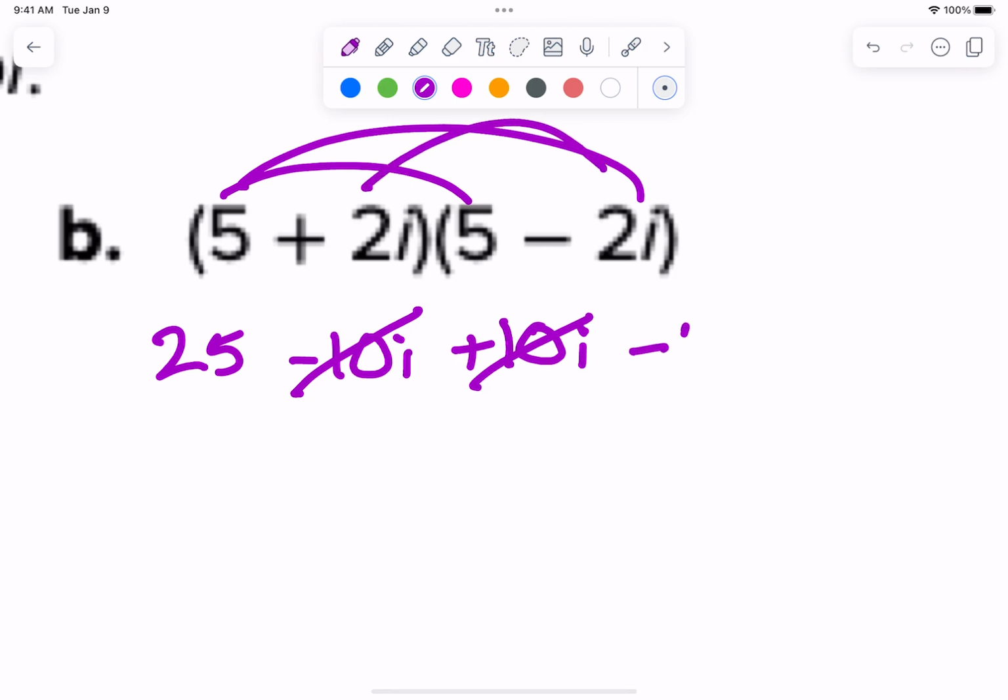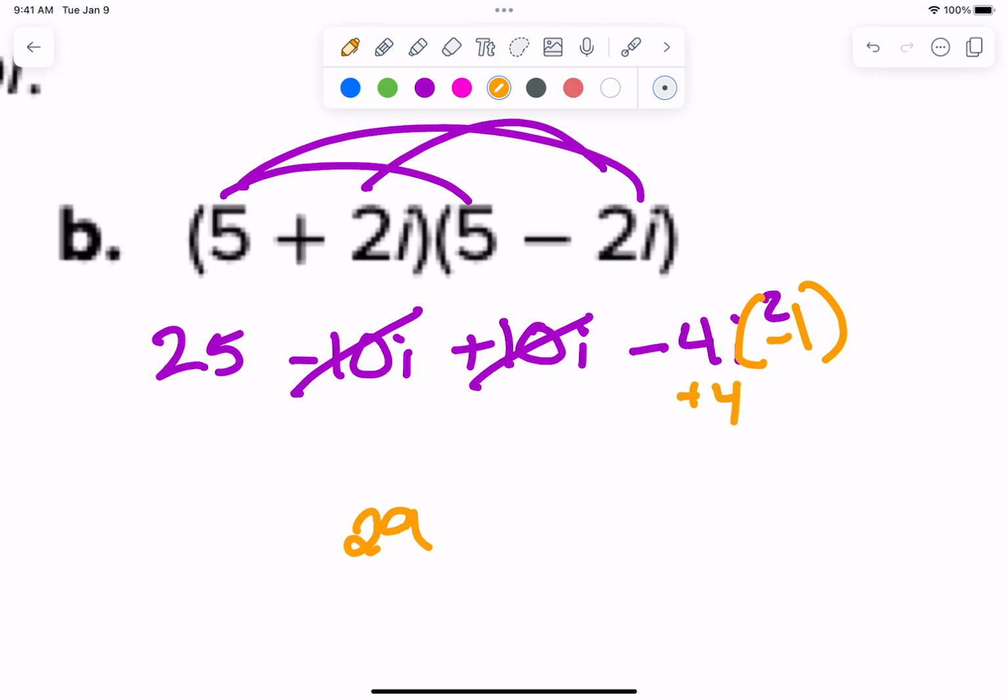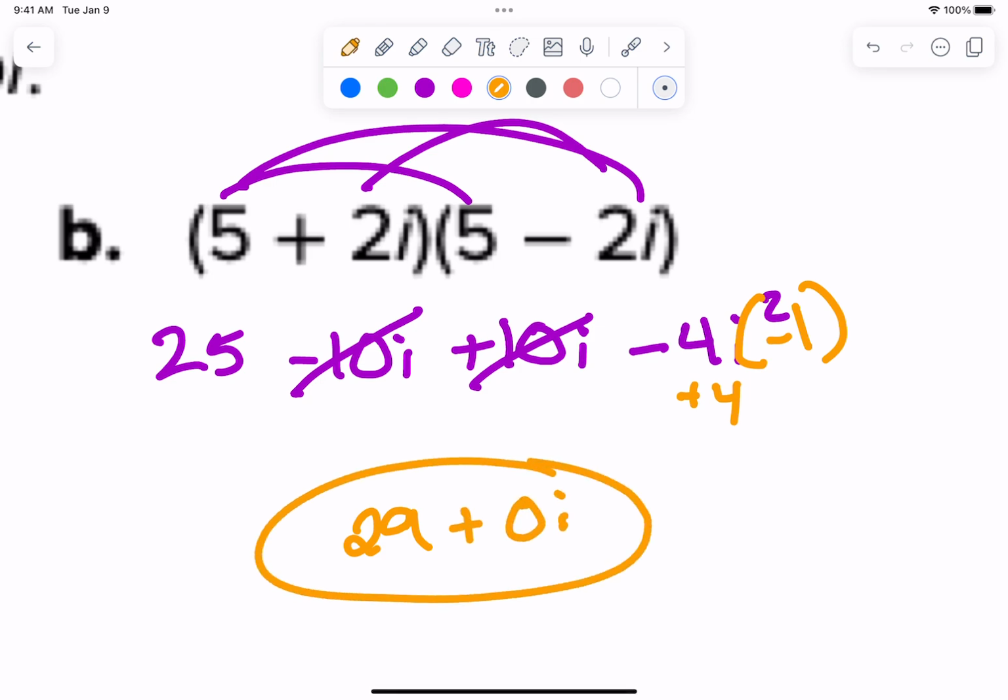4i. Minus 4i squared. Okay. The i squared becomes negative 1. So that minus 4 is going to become plus 4. So the answer is 29. If they wanted an a plus bi form, we need plus 0i technically. If they wanted an a plus bi form, we have 29 plus 0i.